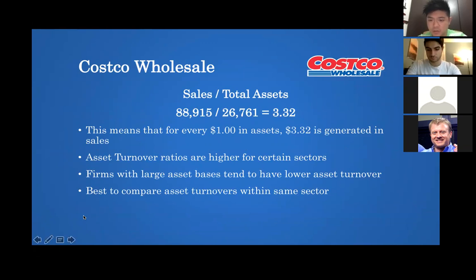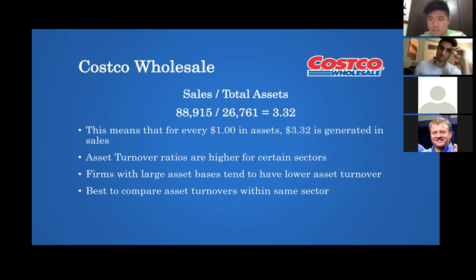So we're also prepping for the Costco wholesale for this coming weekend. So I went ahead and threw this in here. And their total sales over total assets ratio is 3.32. So it's different than Panera Bread. It's much higher. So what this means is, again, for every dollar in assets, Costco is generating $3.32 in sales. So asset turnover ratios are higher for certain sectors. So you can't really compare Costco with Panera Bread.